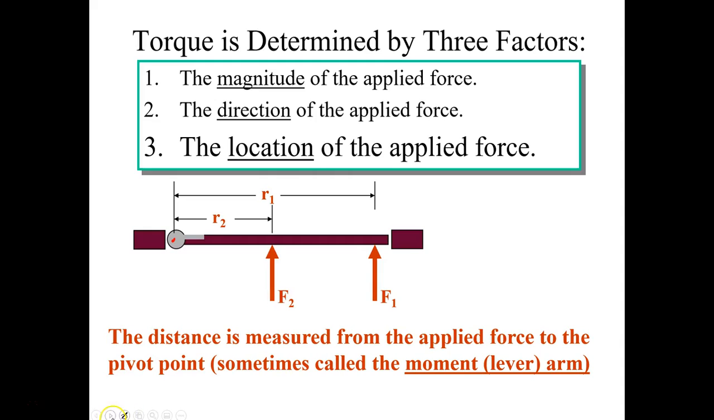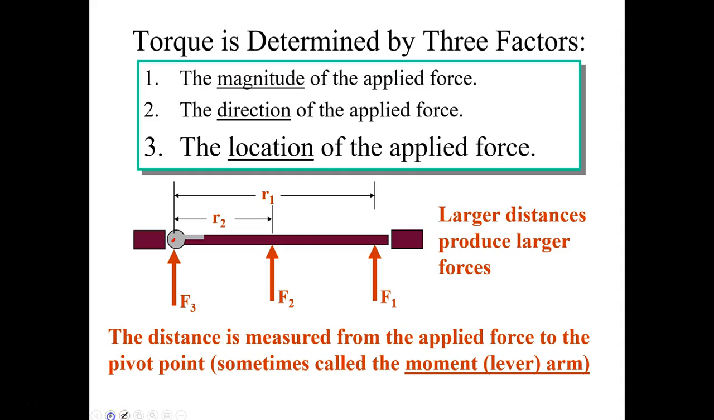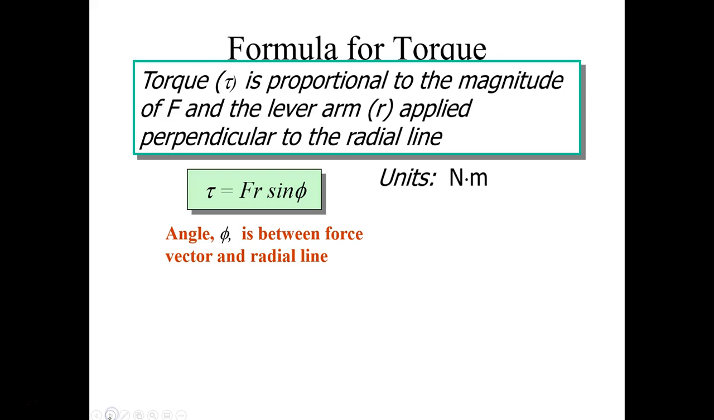When we combine all of this into an equation, we find out that our torque, which is tau, is going to be F r times the sine of phi. And this phi here, that angle, is just the angle between the force and the radial line.